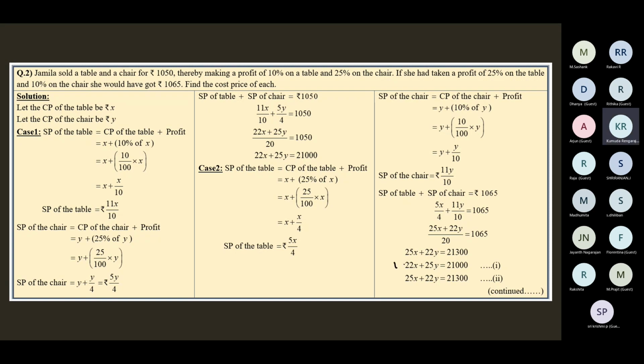So these are the two equations, children. Now, there is something special about these two equations. You can see that the coefficient of x in the first equation and the coefficient of y in the second equation is the same. Yes or no? And also the coefficient of y in the first equation and the coefficient of x in the second equation are the same.